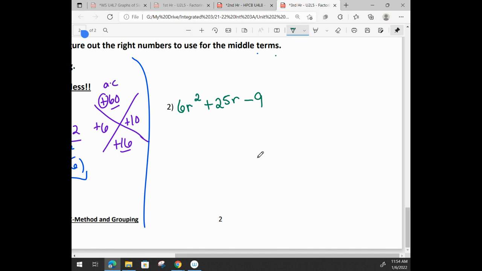So keep in mind when you're looking for your two numbers, because that C value is negative, and you're going to get a negative 54, you're looking for two numbers that have a difference of 25. So if you were to subtract the two numbers, you would get 25.